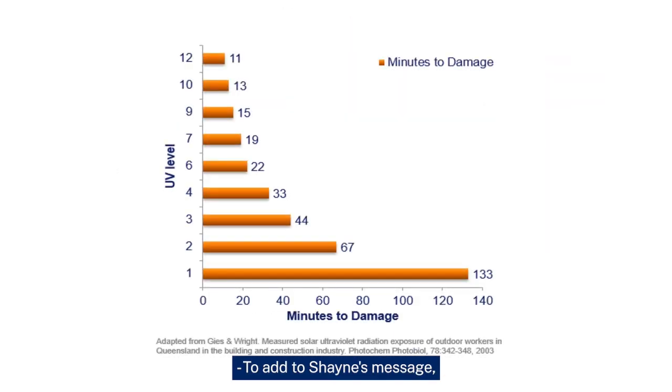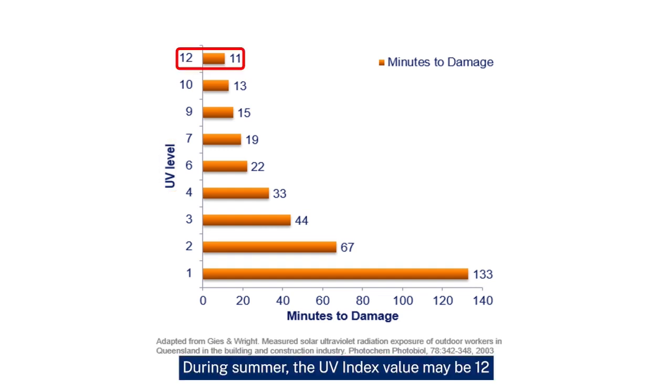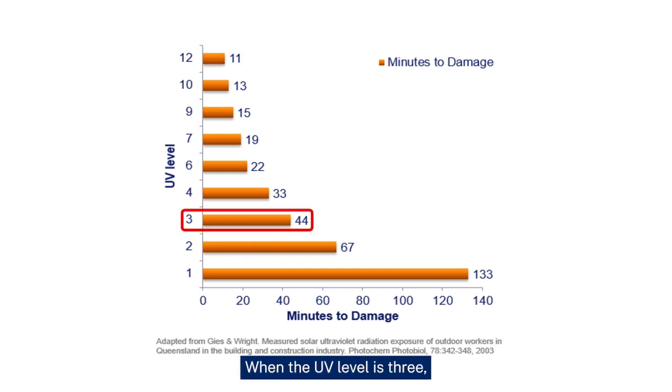To add to Shane's message, this graph shows that the time to skin damage varies with UV level. During summer, the UV index value may be 12 for a typical clear sky day around solar noon. The time it takes for an individual with underprotected fair skin to get damaged is approximately 11 minutes. When the UV level is 3, it will take about 44 minutes to burn.